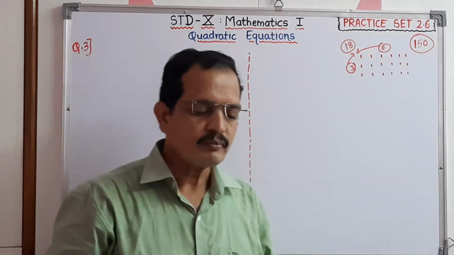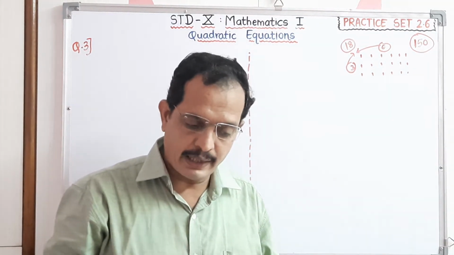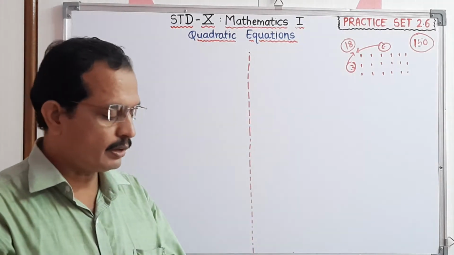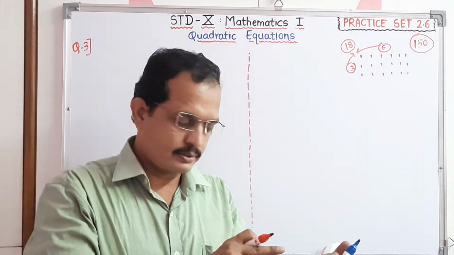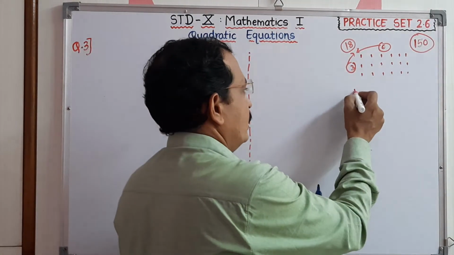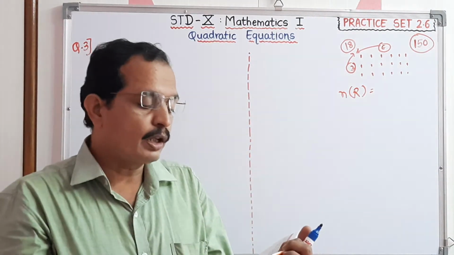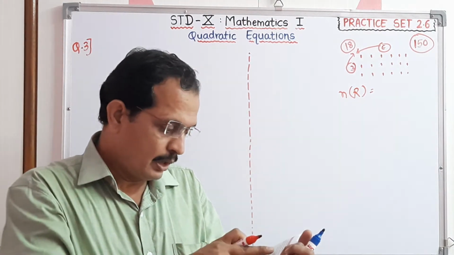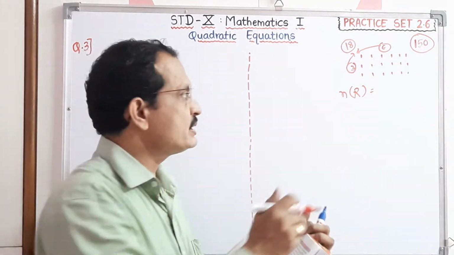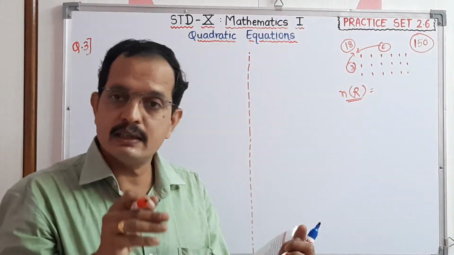Now see here, the number of trees in each row is 5 more than that in each column. See, I read it again. The number of trees in each row depends upon the number of columns. See here, each row is 5 more than each column. That means the number of trees in each row depends upon the number of trees in a column.